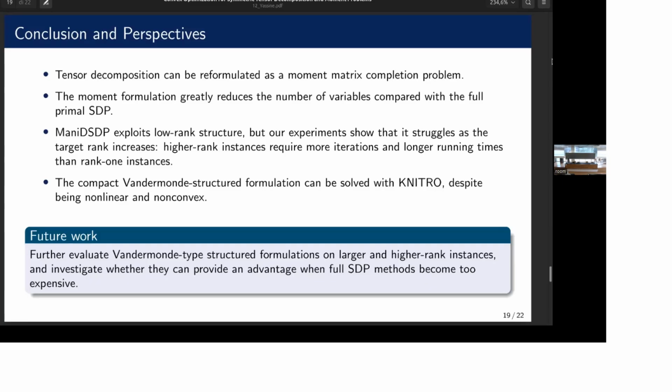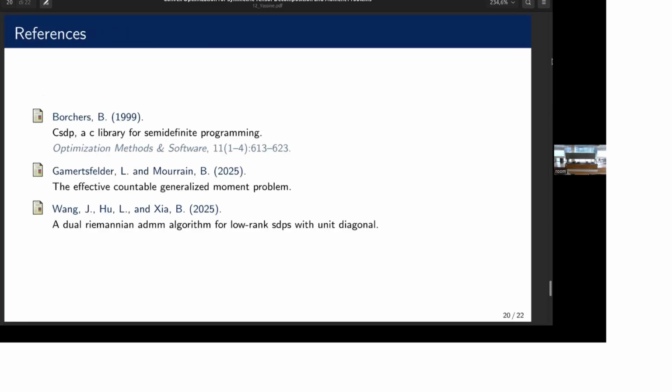And the Vandermonde decomposition structure can be solved with Knitro, despite the nonlinearity and nonconvexity of the problem. As future work, we are aiming to study this structure more and see if we can have such a certificate or validation to work with this parameterization.